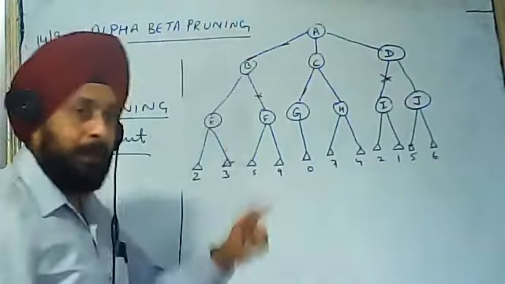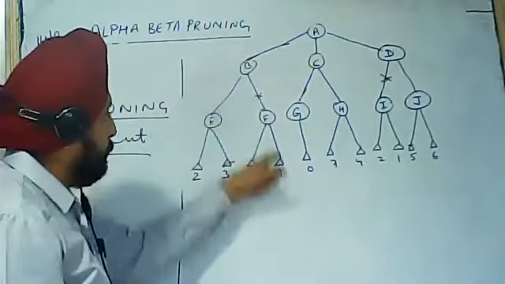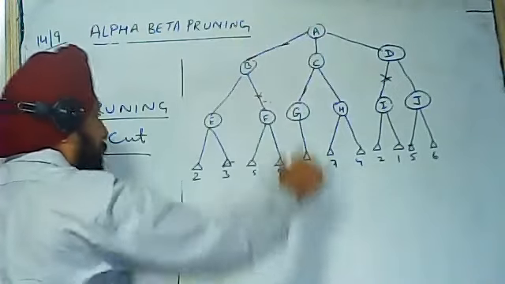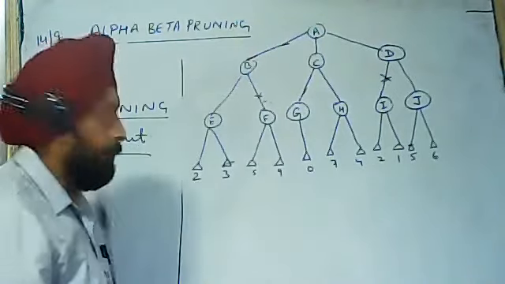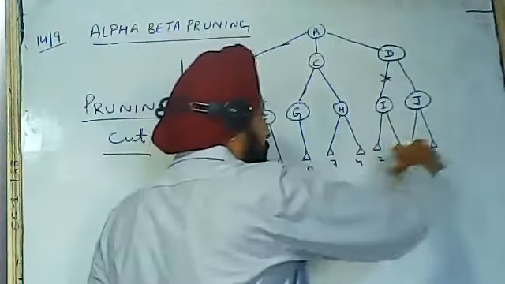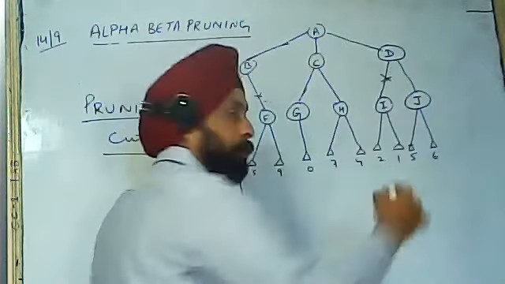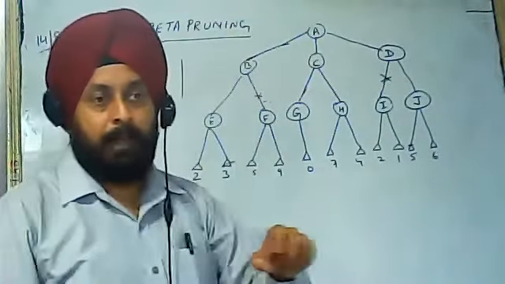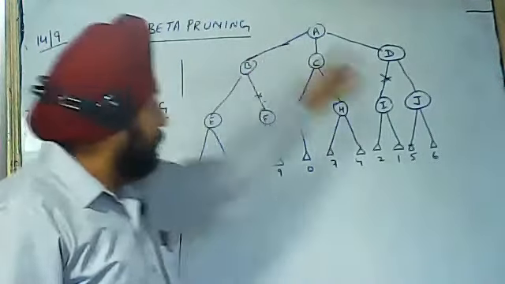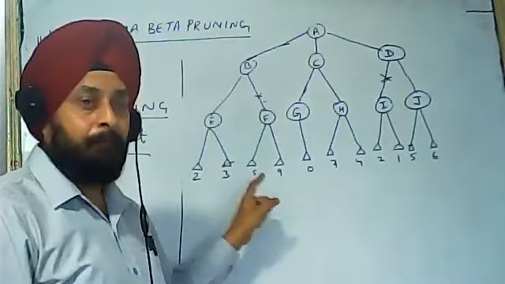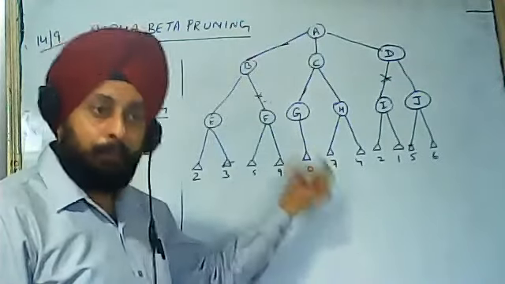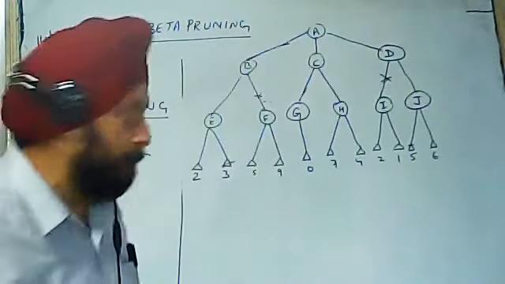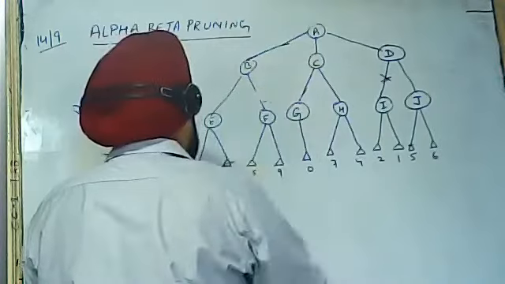If it gets pruned, then the tree under this branch does not have to be explored. Similarly, this branch does not have to be explored. So alpha beta pruning will save time, and we need not traverse the whole tree. The branches which are pruned, we will leave them and it will save our time. So this is the basic concept of alpha beta pruning.